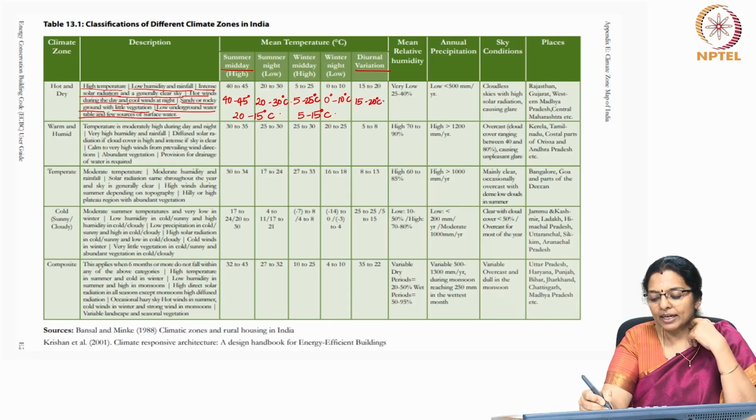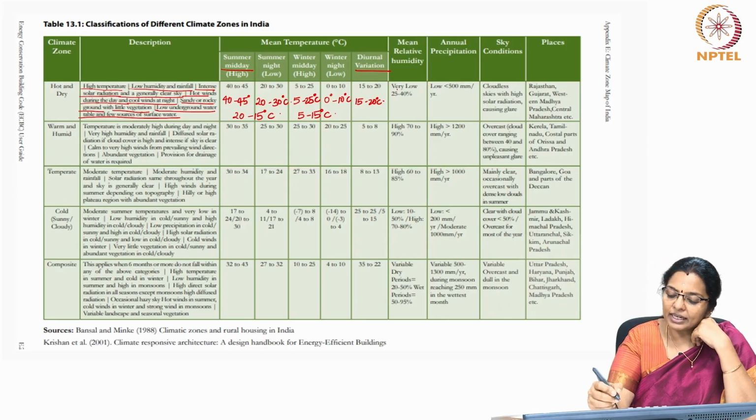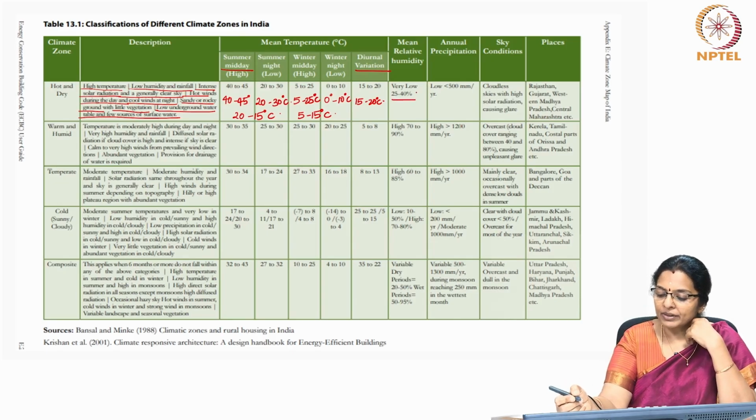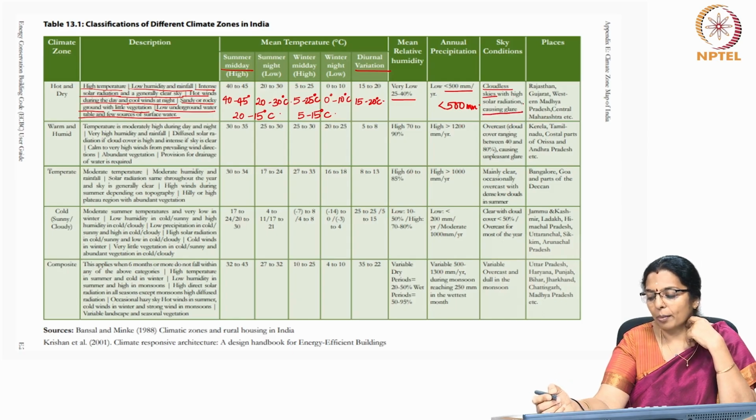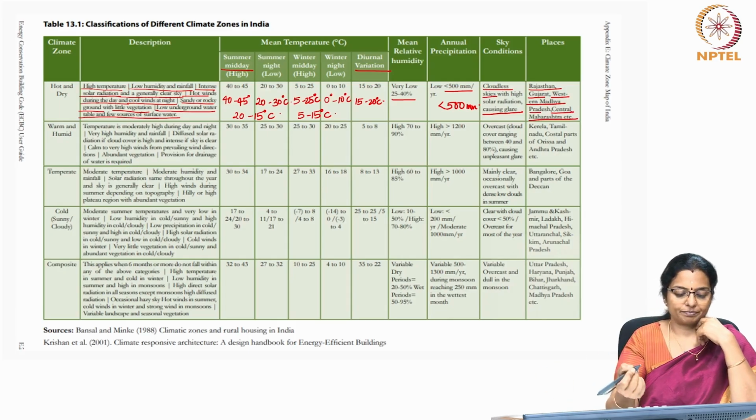If we look at the mean relative humidity, it is very low. It is between 25 to 40%. Annual precipitation is less than 500 mm, making these places extremely hit by water scarcity. Sky condition is cloudless sky with high intense solar radiation which can cause glare. Places which have these climate characteristics are Rajasthan, Gujarat, Western Madhya Pradesh, Central Maharashtra, etc.